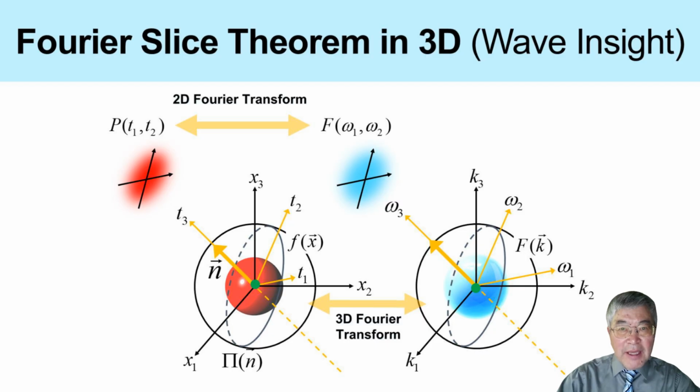Therefore, if we collect many two-dimensional parallel beam projections from many different directions, we collect many planes in the three-dimensional Fourier space. If these planes cover the whole Fourier domain, then we can reconstruct the object by inverse Fourier transform. This gives us the wave-based view of exact three-dimensional reconstruction.